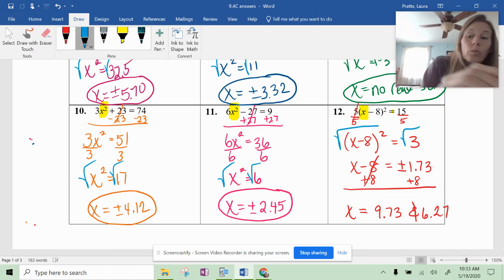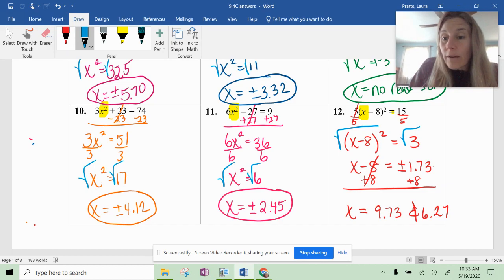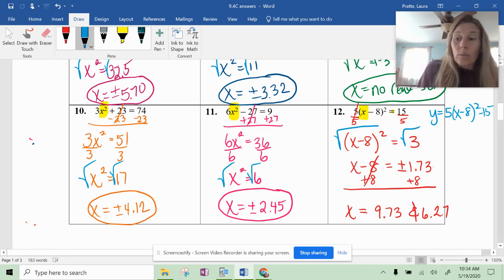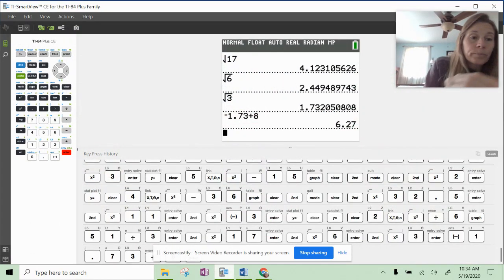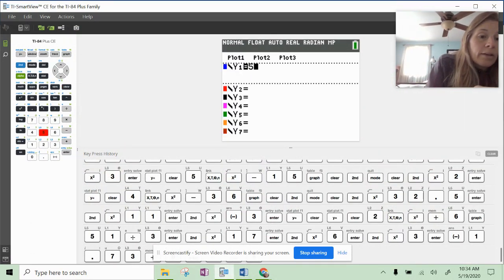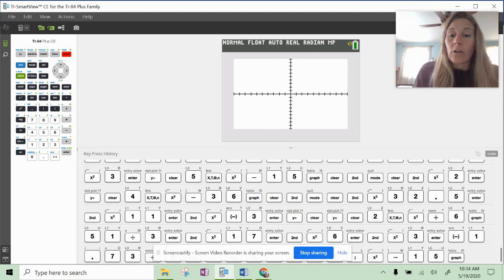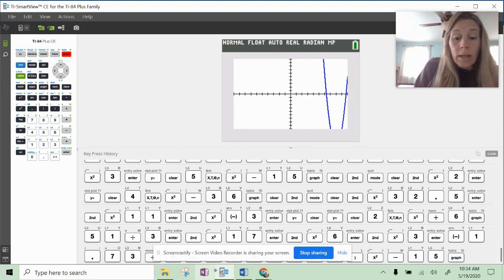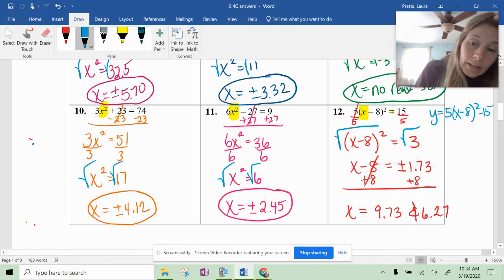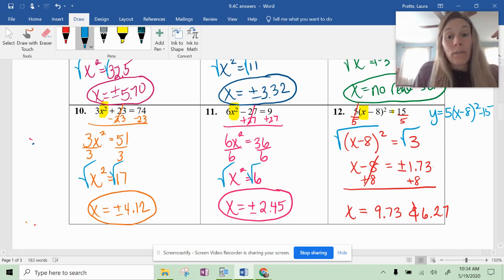So now just to kind of show you what this would look like if I was going to graph it. Well, if I was going to graph it, I'd have to move my 15 over. So I would have 5 times x minus 8 squared minus 15. So let's see what happens on a parabola for that, right? So I go to my y equals 5 parenthesis x minus 8 parentheses squared, and then we had minus 15, right? Now, if I graph that, look and see where it crosses through. It's crossing through at the 6.27 and then the 9.73. Okay, so you can get two different answers that don't have to always be positive and negative of the same thing.